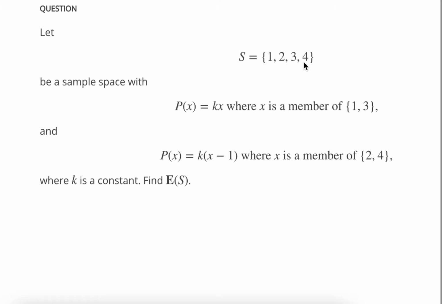They give us a definition for how the probability of each event is calculated. Okay, that's the formula right there. This is the formula when x is either 1 or 3. This is the formula for probability when x is either 2 or 4. So they're asking us to find the expected value of S.